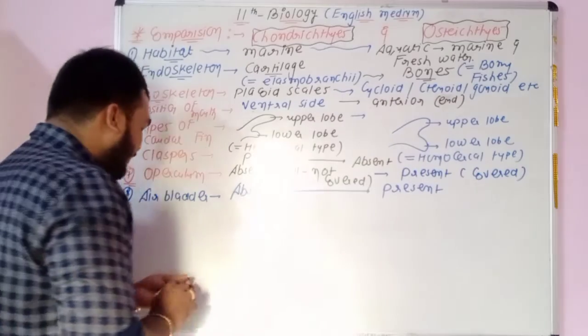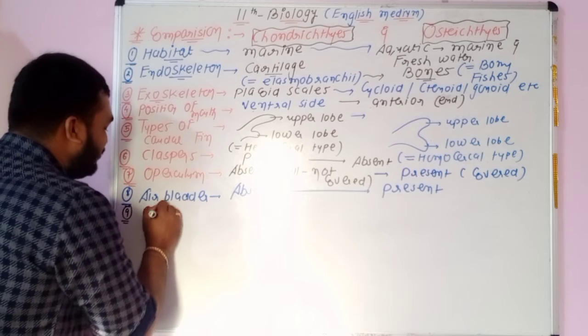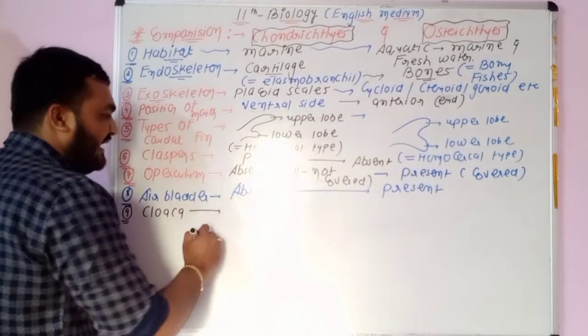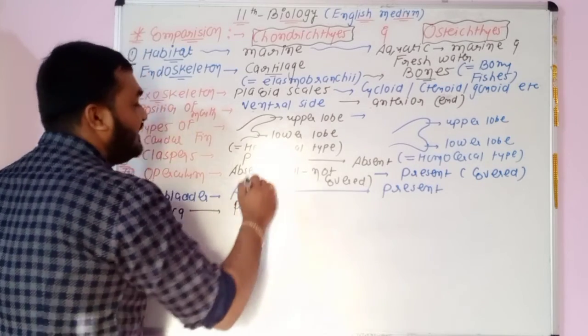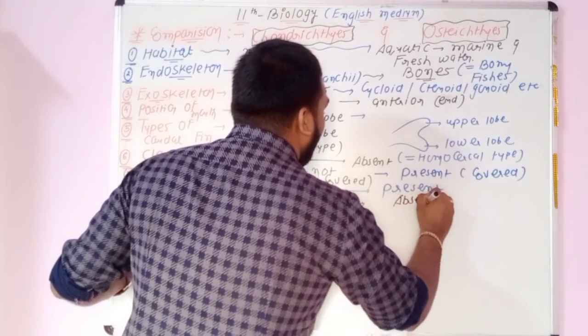Now point number 9, what about the cloaca? I will explain the concept of cloaca to you later. Cloaca is present in Chondrichthyes, while cloaca is absent in the Osteichthyes. You will remember this.